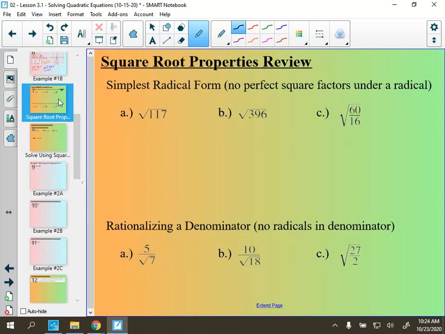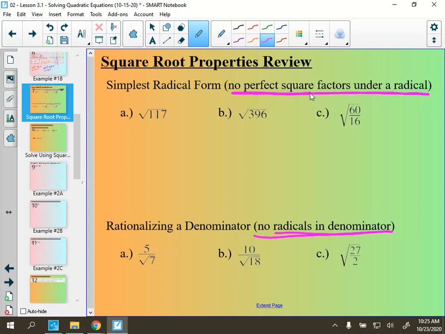Basically, there's a couple things that we're looking for. We don't want to leave any perfect square factors underneath a radical. That's one of the things. There's a series of things we've got to look for, so we'll go over what that means and how to fix it. We don't want to leave any radicals in the denominator of a fraction, so we shouldn't have a square root in the denominator. Both A and B have that.